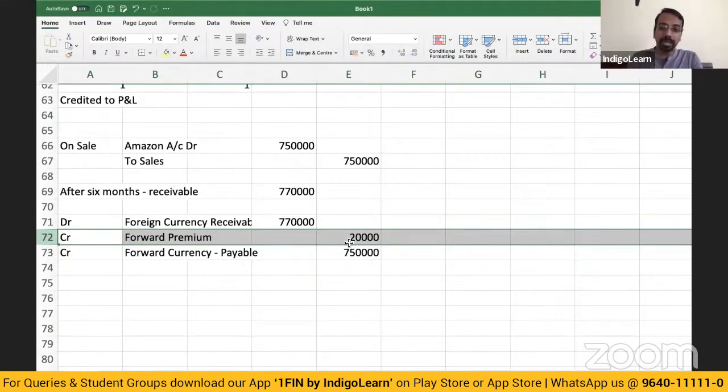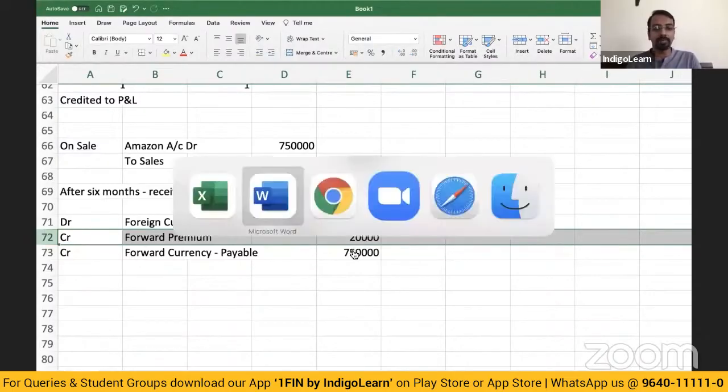So 3 months, that is 10,000 will go in this period, 10,000 will go in the other period, right? This is the gist of accounting standard 11. Maybe we'll get a chance to pick up a question from the past exam questions, if at all it has appeared, and we'll try to solve that as well.